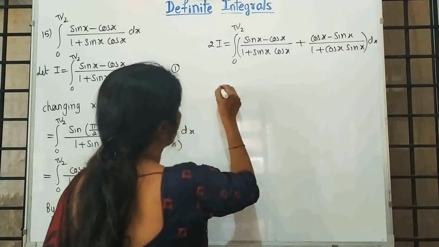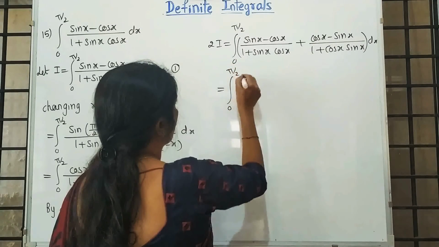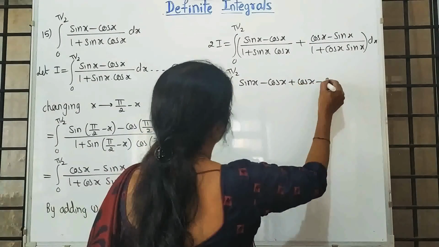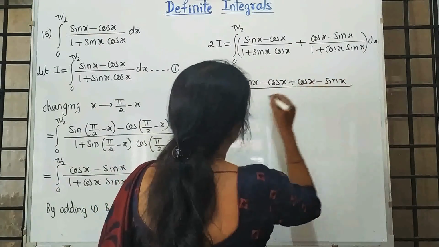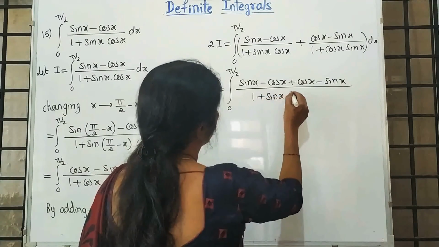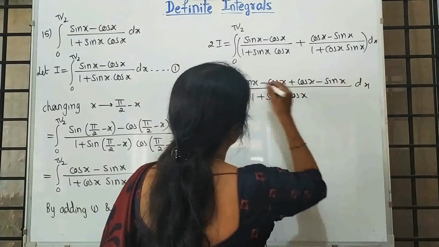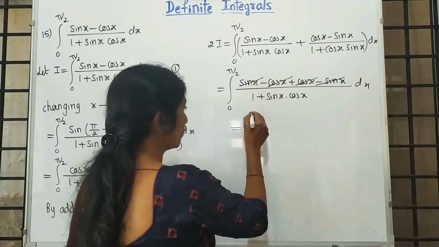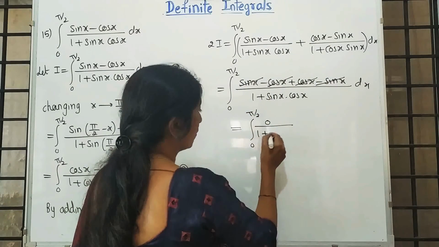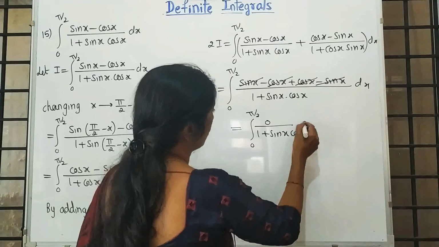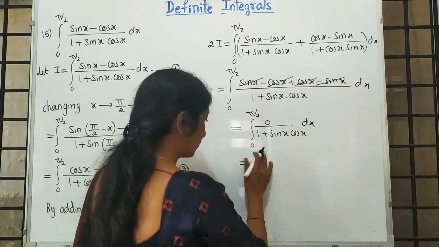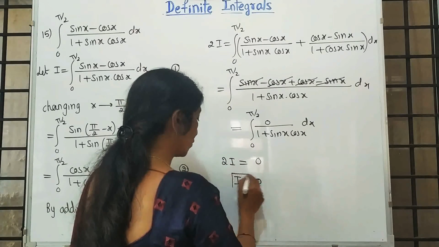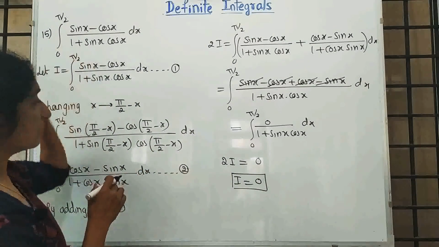Now add, they have the same denominator. The integral from 0 to pi by 2 of sin x minus cos x plus cos x minus sin x upon 1 plus sin x into cos x. See the numerator, sin x minus cos x plus cos x minus sin x gets cancelled. Integration from 0 to pi by 2 of 0 upon 1 plus sin x into cos x into dx. 0 upon anything is 0. So integration of 0 is 0, so 2I is 0. Then what is I? I is also 0. That means the value of this integration is 0.